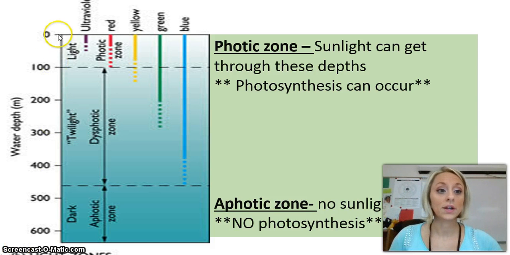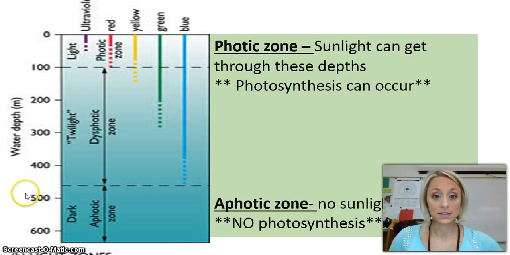So if we take a look here, as you go down to about 300 meters, that's where you start to get light cut off. So anywhere from 0 to 300 would be the photic zone. This is also where photosynthesis can occur. Anything below 300 meters would be the aphotic zone, where no light can get through, therefore no photosynthesis can occur.